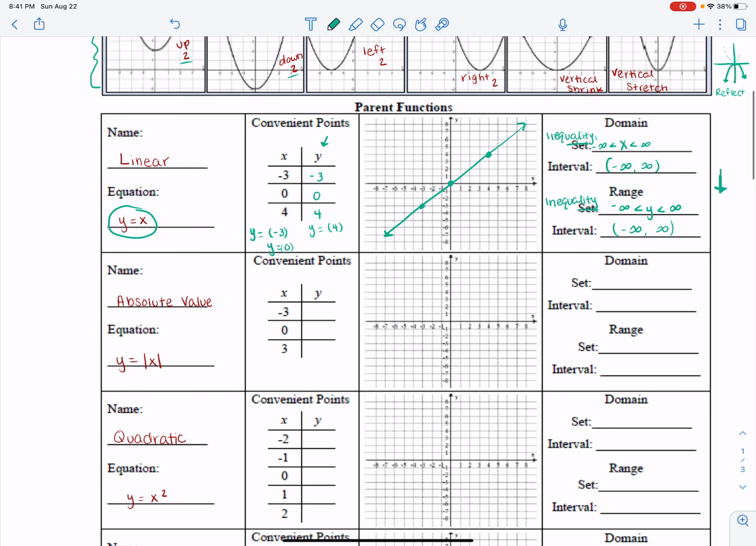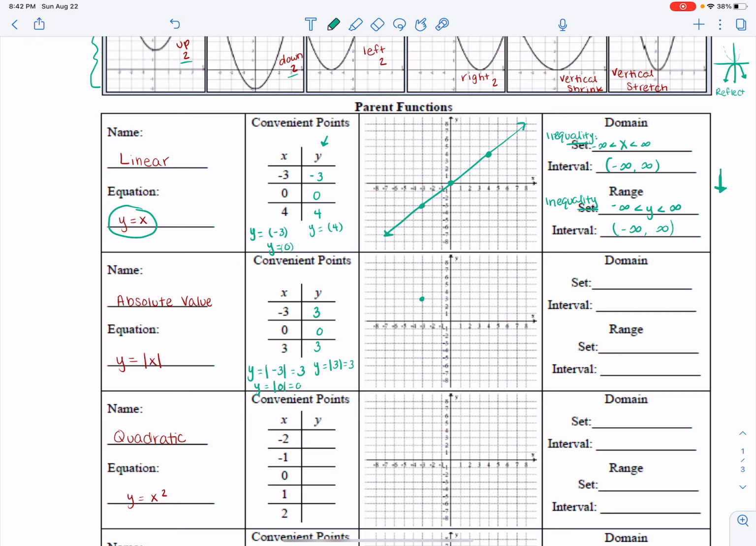Okay, the absolute value graph. Absolute values make anything you put inside a positive number. Absolute value really means you want to know how far away from 0 you are. So if we have y equals the absolute value, instead of x, we're going to use -3. That's +3. If y equals the absolute value of 0, that's 0. Y equals the absolute value of +3 is +3. So we've got -3, 3, 0, 0, and 3, 3.